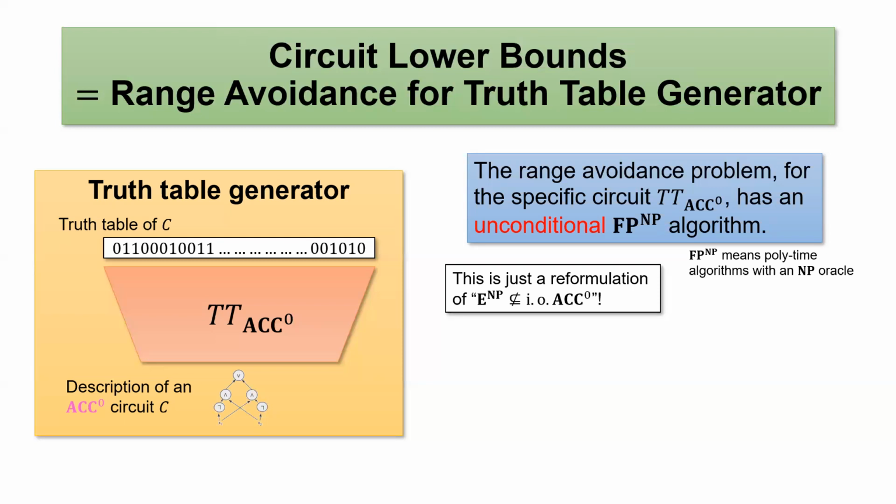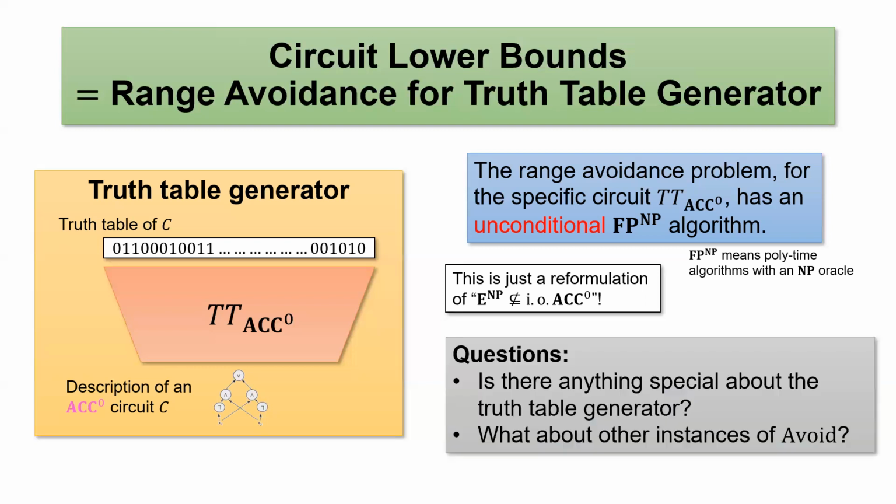To see this, note that such a lower bound roughly means that we can generate a truth table that is hard for ACC0, which is a non-output for the truth table generator, in exponential time with an NP oracle. Also, since the truth table generator has exponential size, such an exponential time algorithm becomes a polynomial time algorithm for range avoidance. With this observation, it is natural to ask, is there anything special about the truth table generator? And what about other instances of avoid?